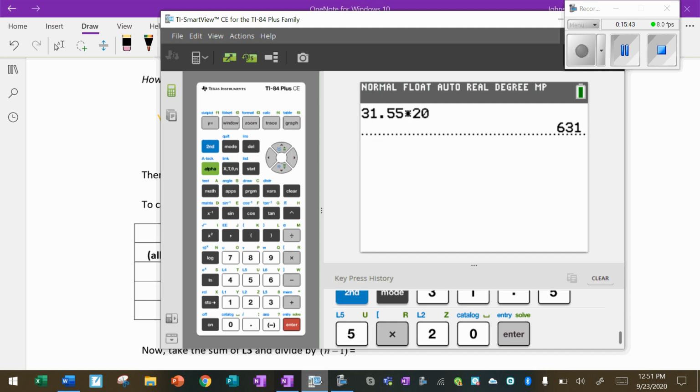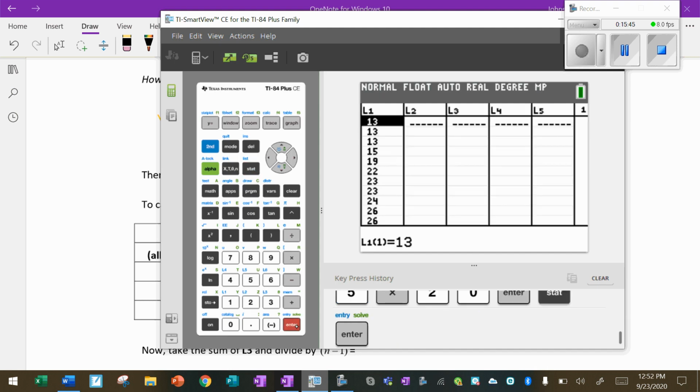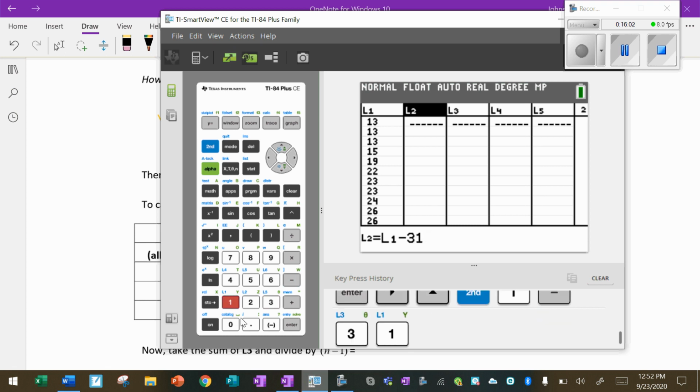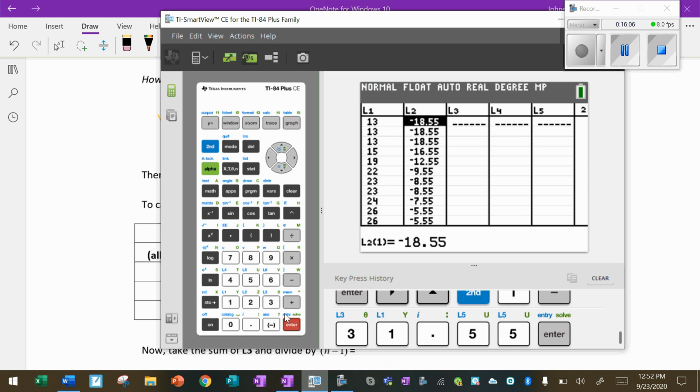So, stat, edit. Up in list 1, the first thing we're going to do is calculate the deviations. Basically, how far is each value from the mean? So we type in the rule, so make sure your cursor is up here in L2. We do L1 minus 31.55. Enter. So what that tells me is how far each data value is from the mean.